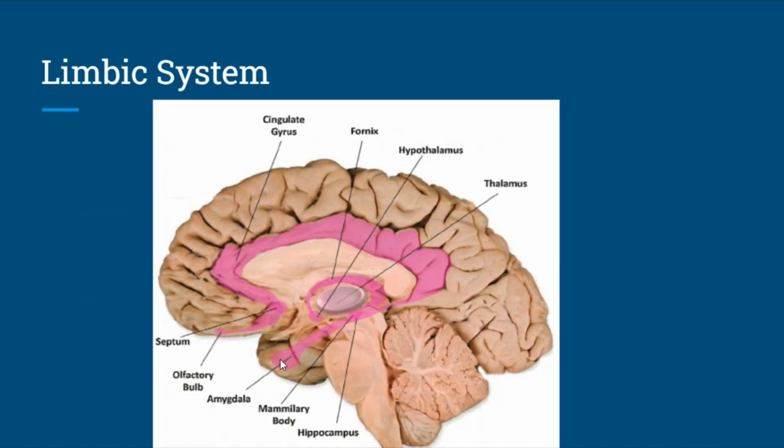Over here, you're going to look at the limbic system as a whole. You see the entire brain, and you're looking at it from the medial aspect. This one right here is the corpus callosum. Over here on the top is the cingulate gyrus, this entire thing. You have the fornix, the hypothalamus, and the thalamus that is connected with it. We're also going to have the hippocampus, mammillary bodies, amygdala, the olfactory bulb, and then we have the septum right there.